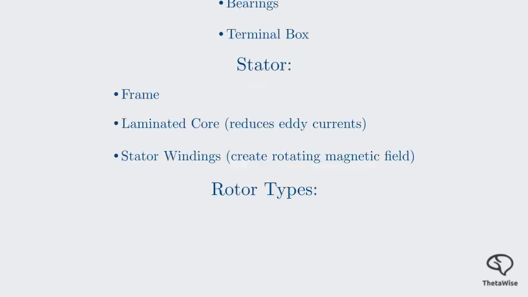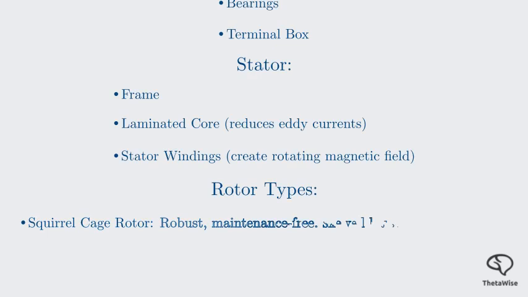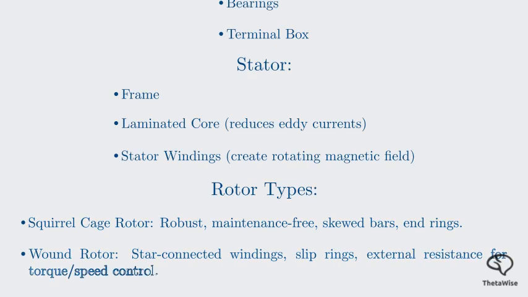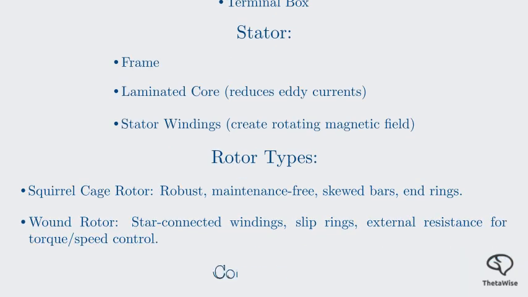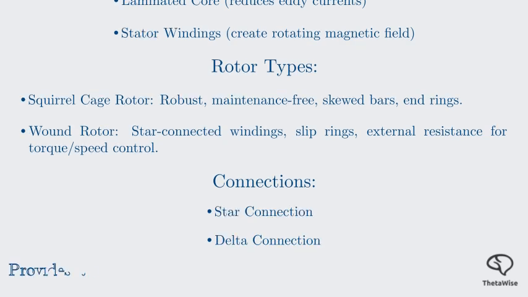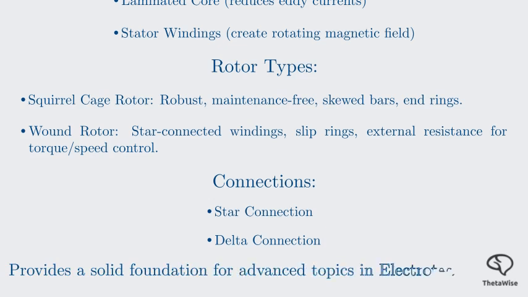We compared the 2 rotor types: the robust and maintenance-free squirrel cage rotor with its skewed bars and end rings, versus the wound rotor with its star-connected windings and slip rings, which allows for external resistance to control starting torque and speed. And finally, we reviewed the crucial star and delta connection methods that can be applied to the stator windings within the terminal box. Mastering these concepts provides a solid foundation for more advanced topics in Electrotechnics N4.